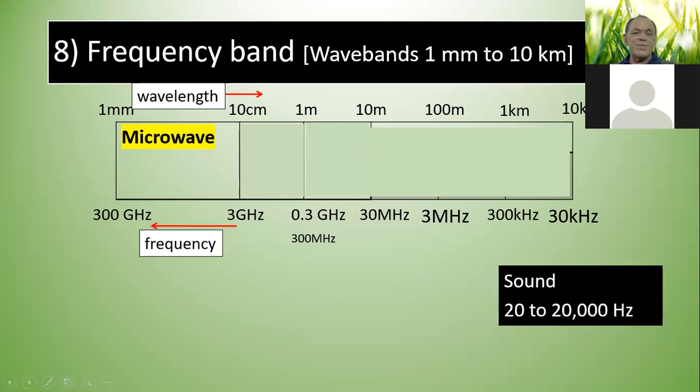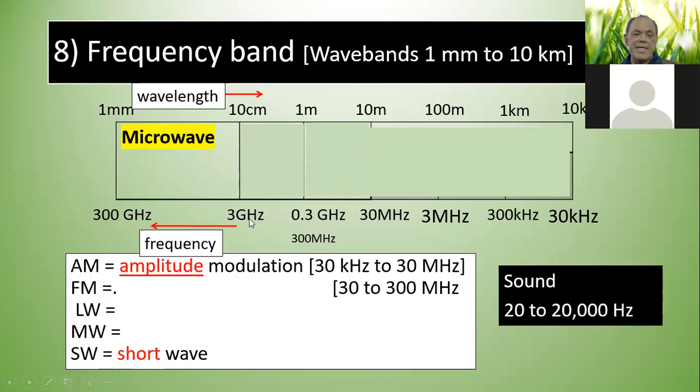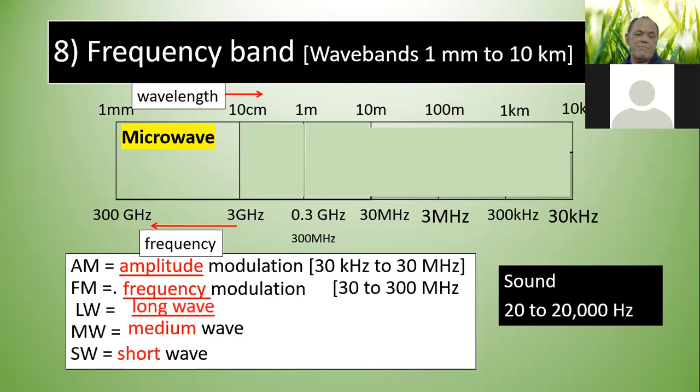Frequency band, right? You need to know roughly the band there. We have the microwave, 1 millimeter to 10 cm, or 300 gigahertz to 3 gigahertz. AM means amplitude modulation, from 30 kilohertz to 30 megahertz. Frequency modulation is from 30 to 300 megahertz. And LW is your long wave, MW is your medium wave, SW is your short wave.